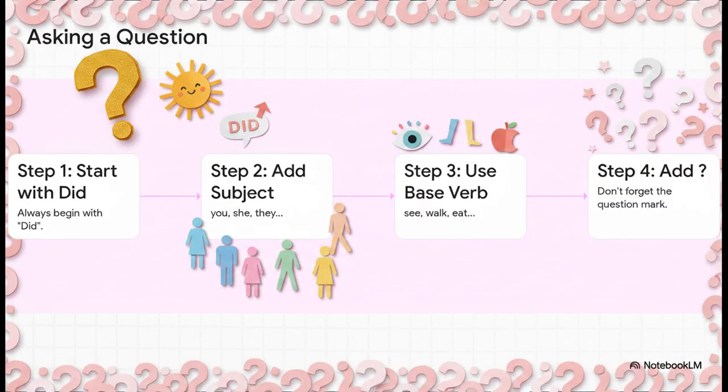That golden rule applies to questions too. To ask a simple yes or no question, you just start with did, you add your subject, and then, yep, you guessed it, you use the base form of the verb. And don't forget the question mark at the end.